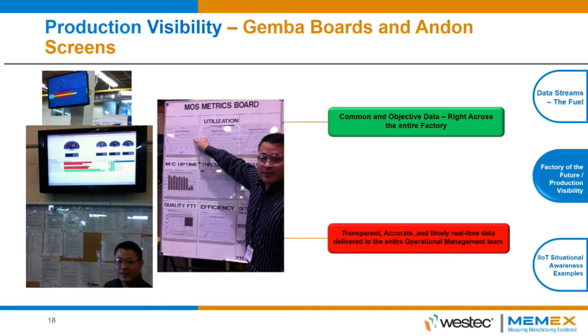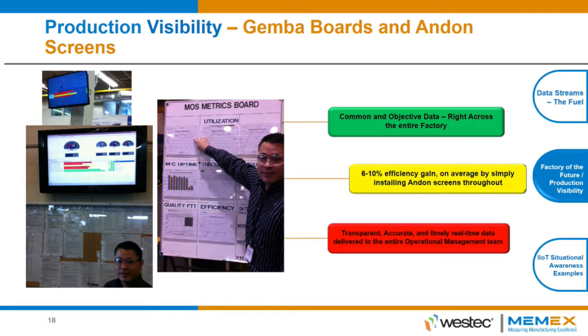Common and objective data right across the entire factory, that's important. Not just key machines, but every particular piece of equipment that's manufacturing high-value products should be monitored, because bottlenecks move around, as I said earlier, because of the three constraints.